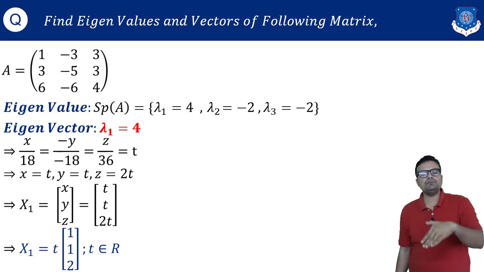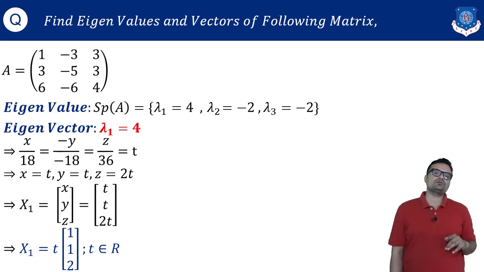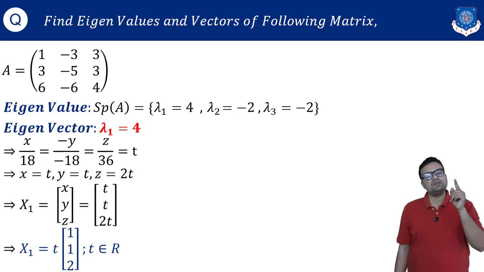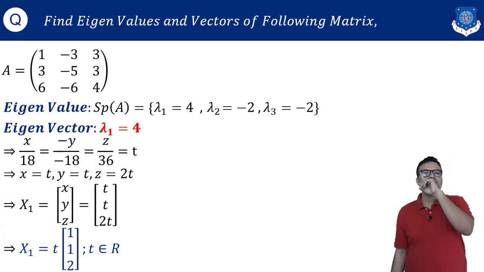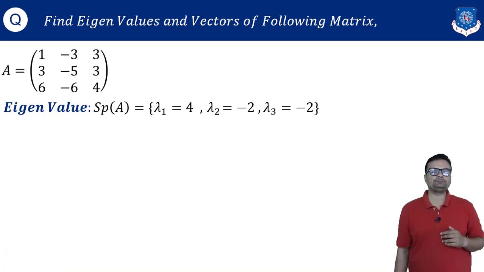Now here, at the end of the calculation of the first eigenvalue, we received only one direction. So geometric multiplicity of 4 is 1. Algebraic multiplicity of 4 is also 1, as it is repeated only one time in the spectrum, and geometric multiplicity is 1 as there is only one direction at last in the eigenvector.